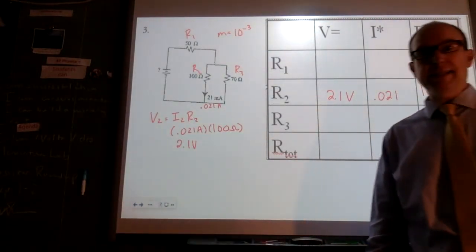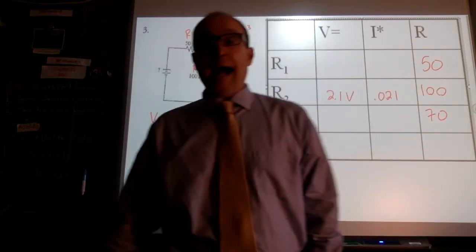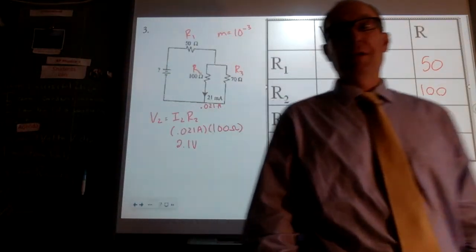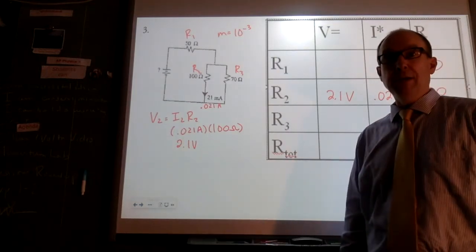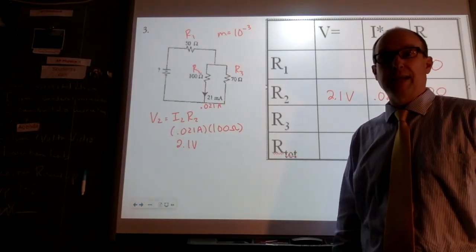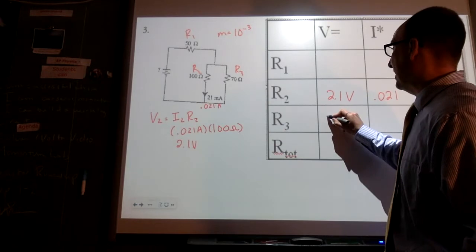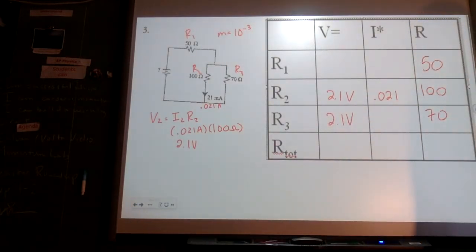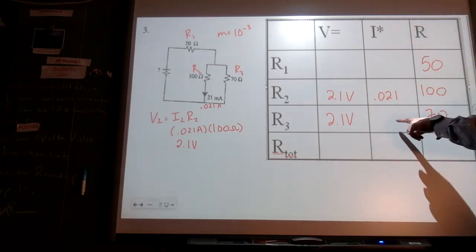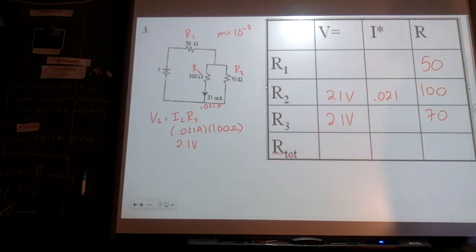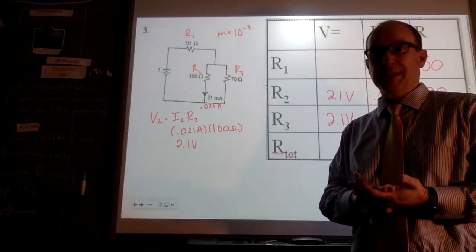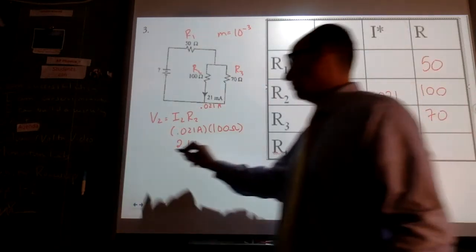But what does this give me? Well, I know that R2 and R3 are parallel to each other. What does ISVIP tell me? That they have the same potential, same voltage. So that means that this is also 2.1 volts. Well, what's that going to allow me to get? I3. Now, I3 is not going to be the same as I2 because even though the voltage is the same, the resistance is different.